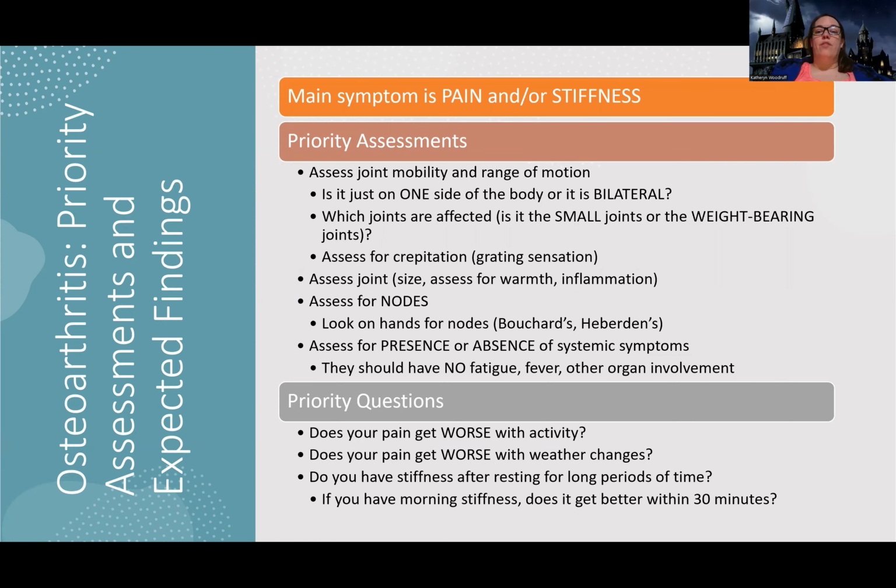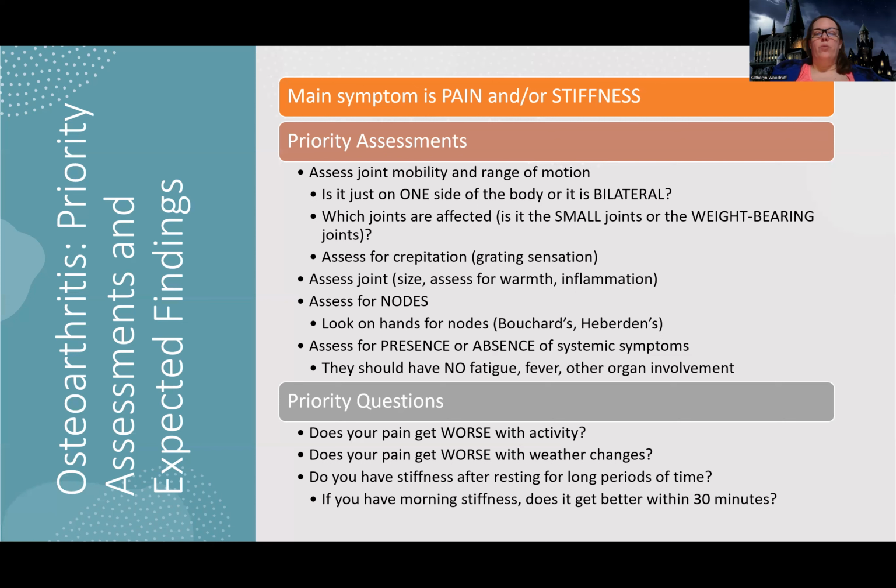Is it on one side of the body or is it bilateral? In osteoarthritis, you're going to see more commonly that one side of the body is affected, whereas rheumatoid arthritis is usually bilateral. In other words, people with osteoarthritis generally say, oh, I have osteoarthritis in my right hip or my left knee. It's not like I have it in both knees and both hips. Now, it's not to say that you can't, but more often it's on one side versus the other. A lot of times it starts on one side, they fix that side, and then they get it in the other. But it's usually one-sided.